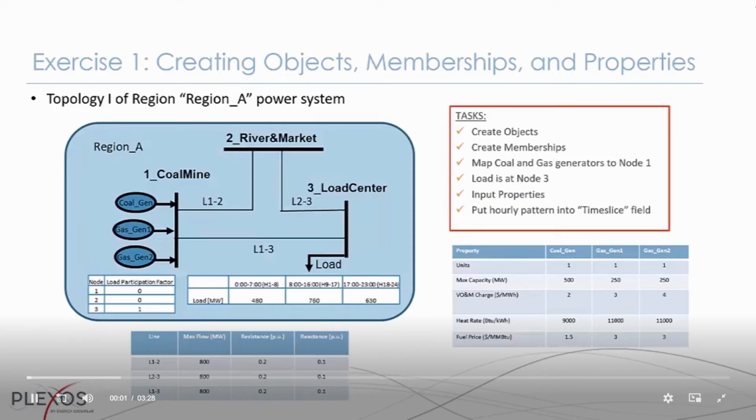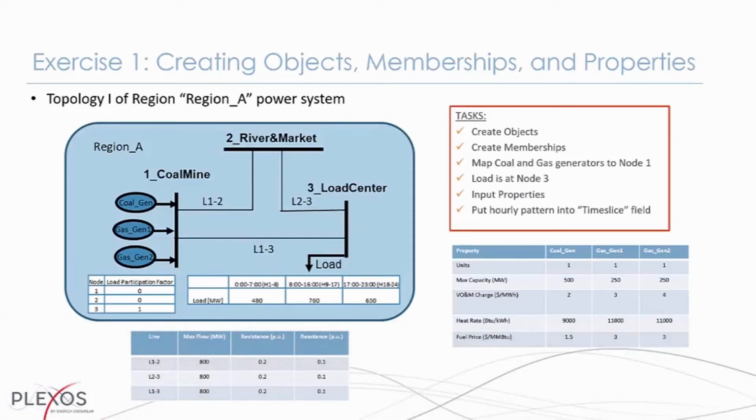Exercise 1. Creating objects, memberships, and properties. In this diagram, we see that we have a coal generator, gas generator 1, and gas generator 2. They're all connected to coal mine, node number 1.